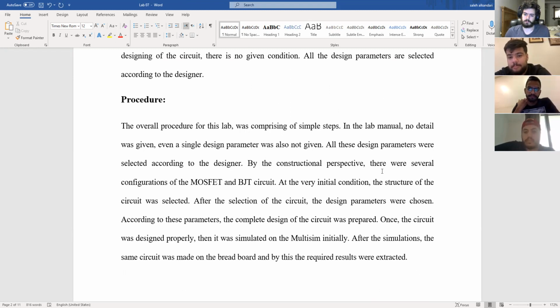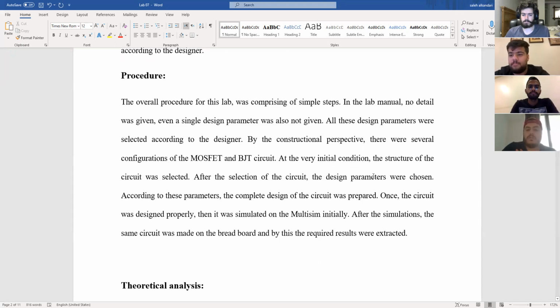From the construction perspective, there were several configurations of the MOSFET and BJT circuit. At the very initial stage, the structure of the circuit was selected. After the selection of the circuit, the design parameters were chosen to complete the design of the circuit. Once the circuit was designed properly, it was simulated in Multisim and built on MyDAC for the results.